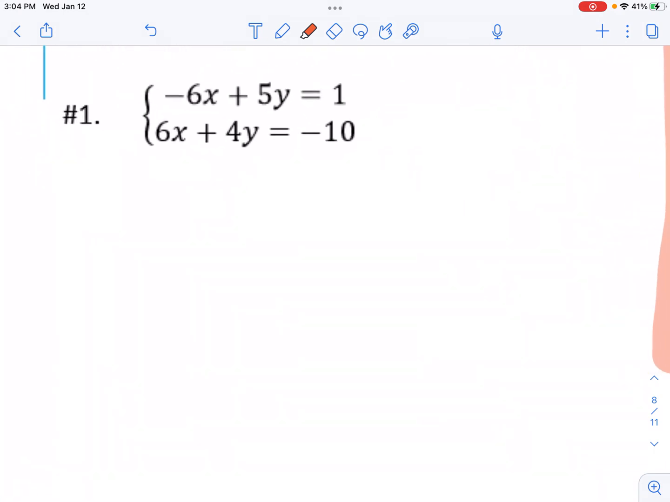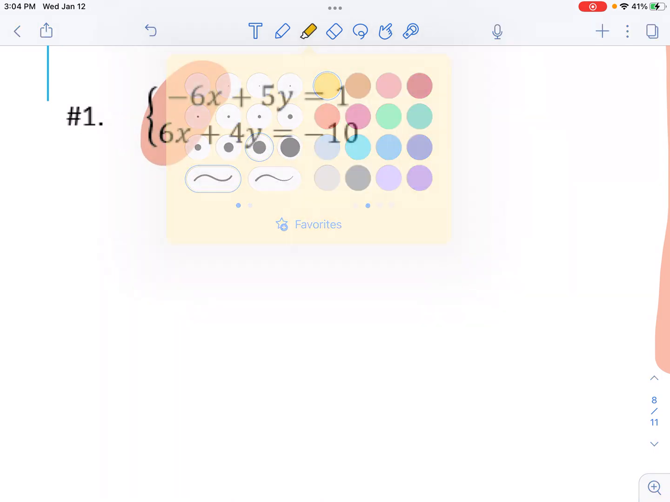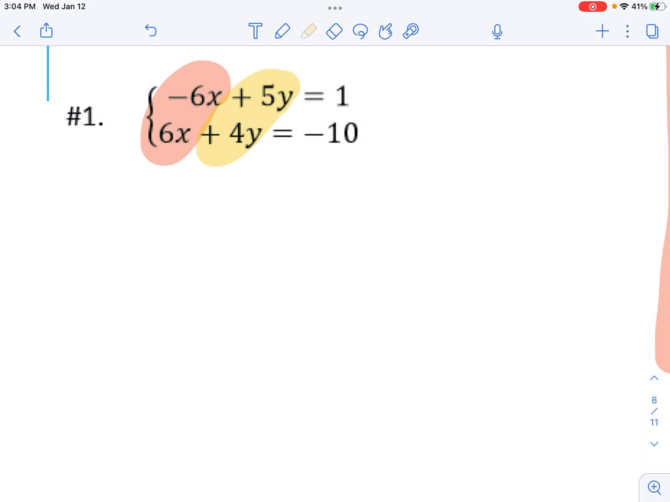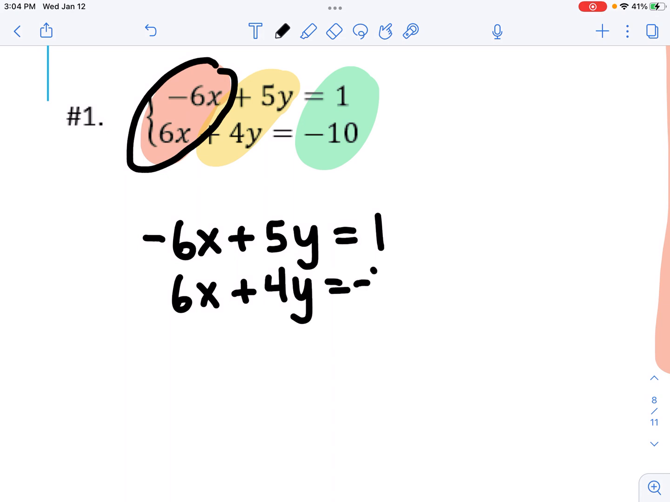So I'm going to zoom in on this first example here, and I notice my x's are lined up, as well as my y's. And I'm purposely using the signs too, and my constants. And I look to see if any of these variables, x's and y's, have opposite coefficients. And in this case, we notice that they do. Negative 6x and positive 6x. So I'm going to rewrite this problem like a giant addition problem.